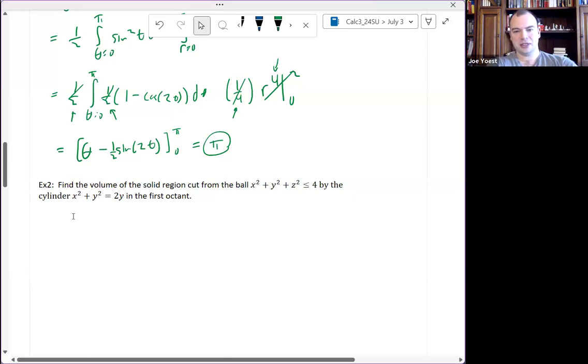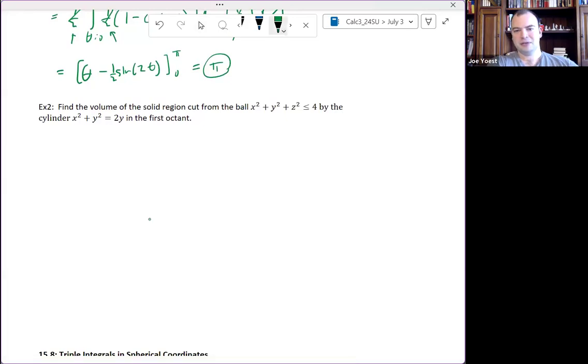Find the volume of the solid region cut from the ball x squared plus y squared plus z squared less than or equal to 4 by the cylinder x squared plus y squared equals 2y in the first octant. Okay, so let's draw a picture to try to get a handle on what's going on here. So I have a ball, a filled in sphere of radius 2.